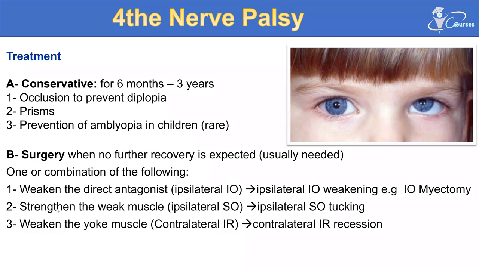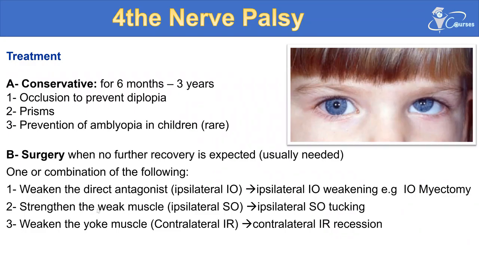If the cause is permanent and no improvement is expected, we offer the patient muscle surgery. Muscle surgery can be a little bit challenging because of the complex action of the superior oblique. The patient has hypertropia, which is due to elevation overaction of the inferior oblique. So how can we improve this hypertropia? We weaken the direct antagonist, the ipsilateral inferior oblique, by inferior oblique myectomy. This is one of the weakening procedures.